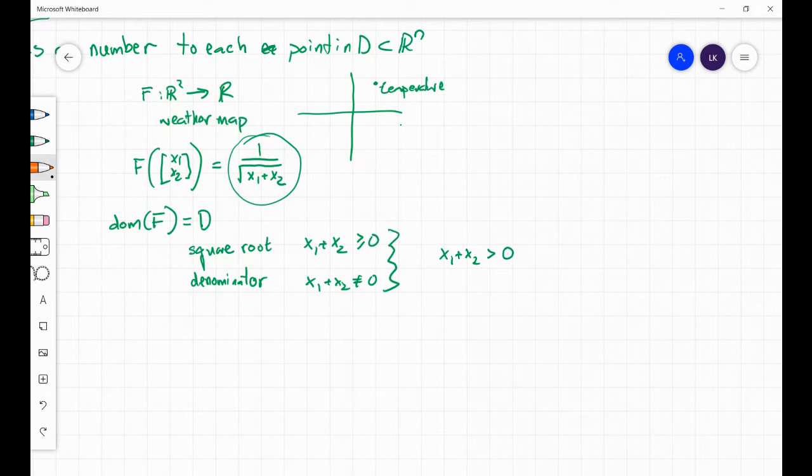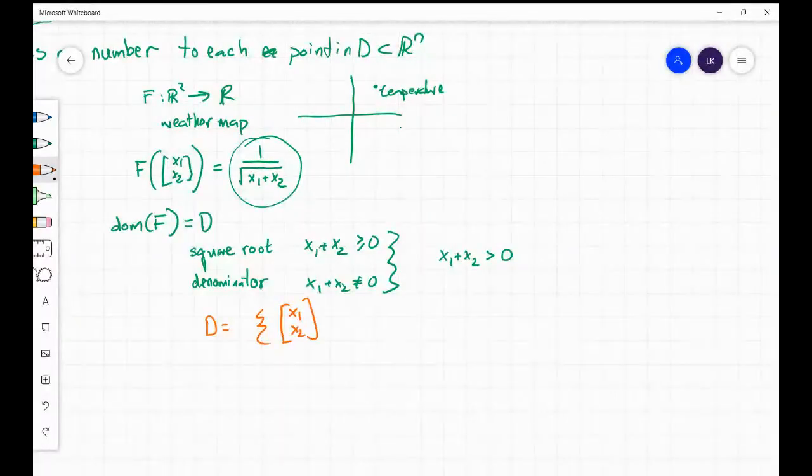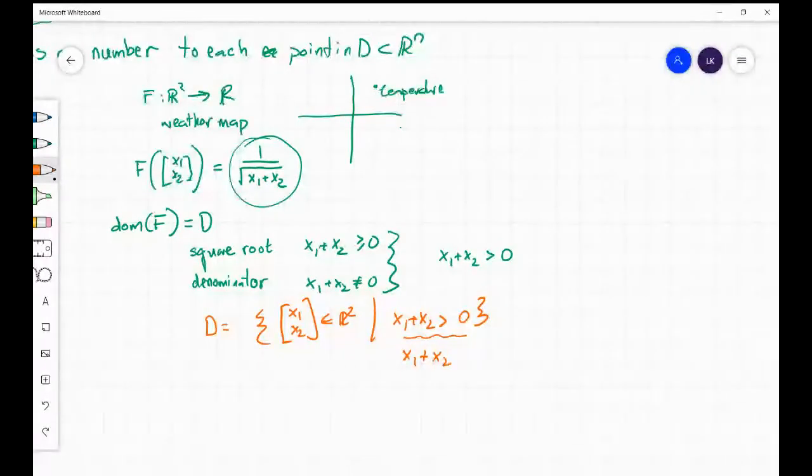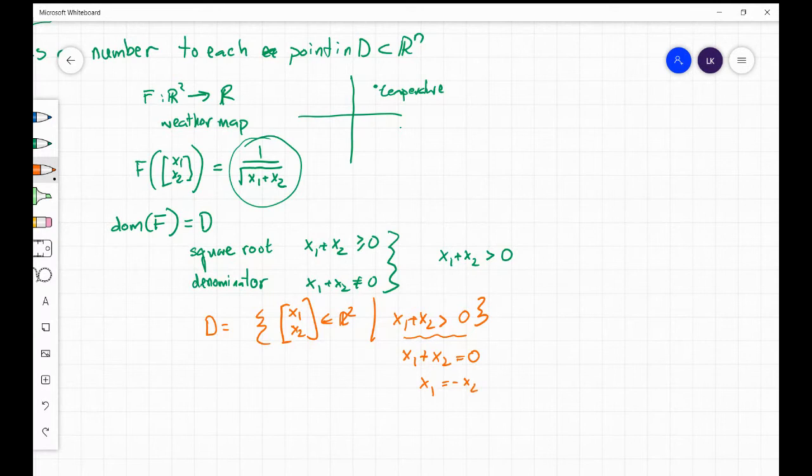So in set notation, we would say the domain D is the set of all points, and I write vectors this way, all points in R2 such that x1 plus x2 is greater than 0. Graphically, this is x1, consider the boundary of this inequality, namely x1 plus x2 is 0. And we all recognize this as a line with a negative slope.